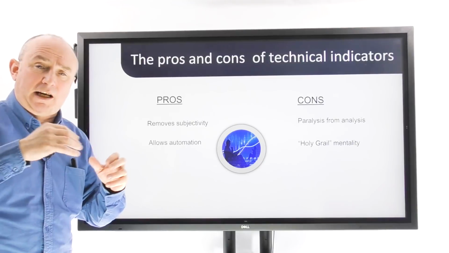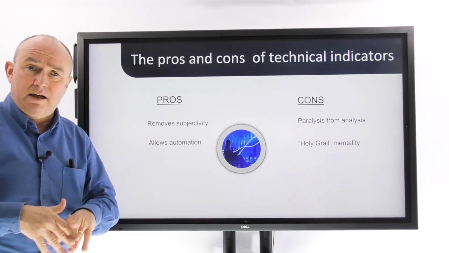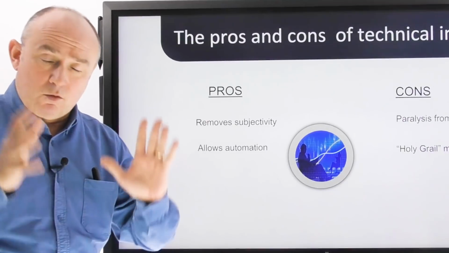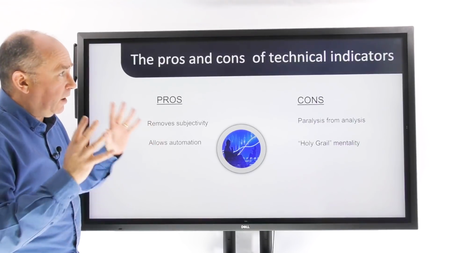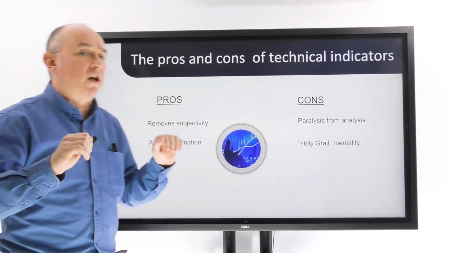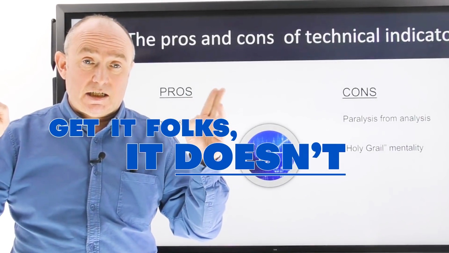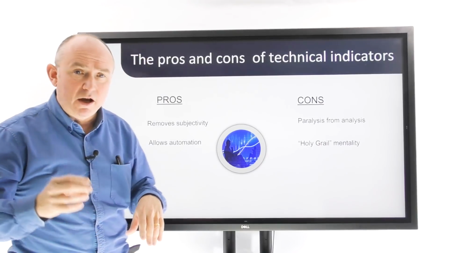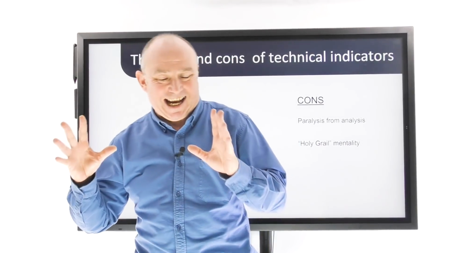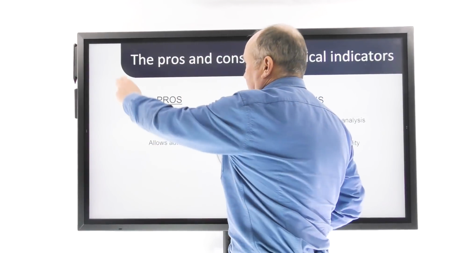So people are always looking to get that perfect set of indicators to trade. That's the holy grail. We know, folks, that doesn't exist. So there is a tendency, by using these indicators, to always look over the fence for that magic strategy. Get it, folks? It doesn't exist. Let's just jump on to an MT4 chart now, and I'll show you exactly where you can access these indicators on, say, the trading chart.